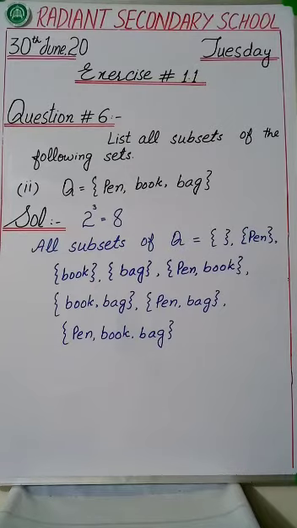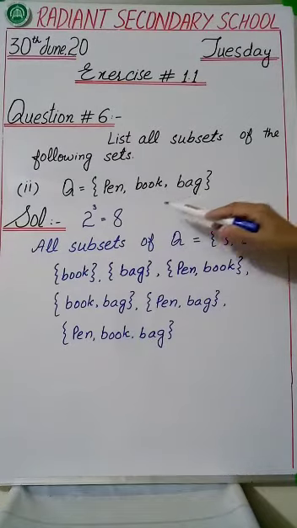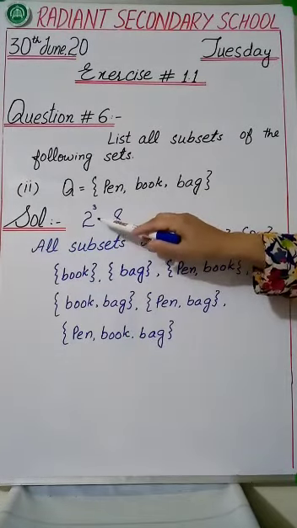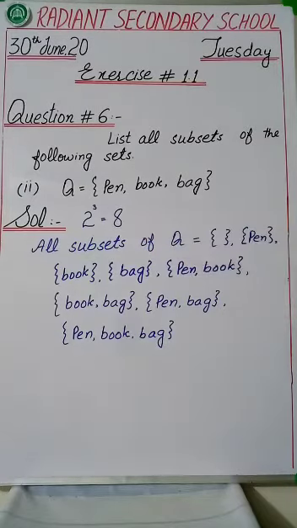First you will apply the formula to find out the total number of subsets of this set Q. The formula is 2 raised to power n, where n stands for the total number of elements, and in this set you see that there are 3 elements. So when you apply the formula 2 raised to power 3, it will be equal to 8. It means there will be a total of 8 subsets of this set Q.